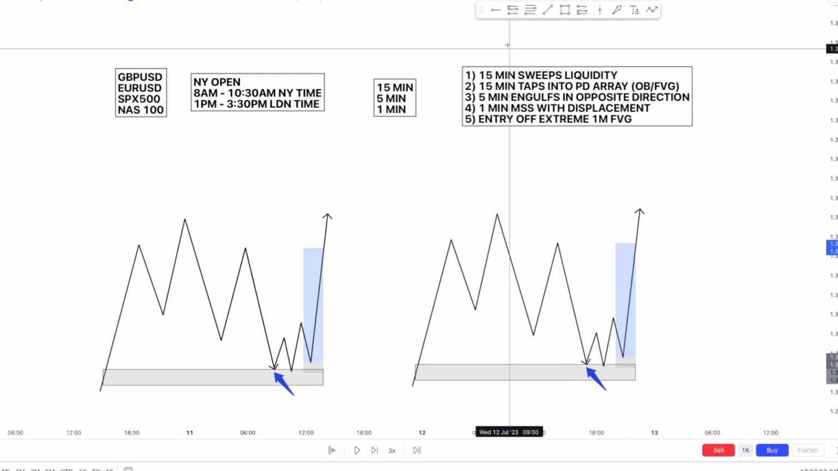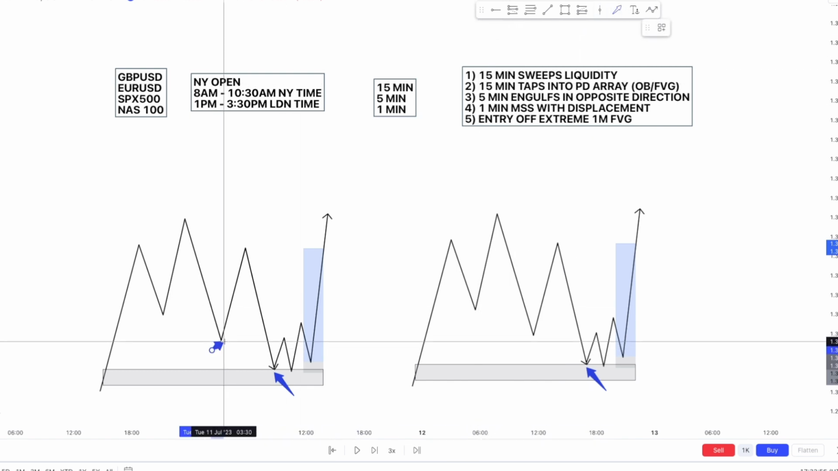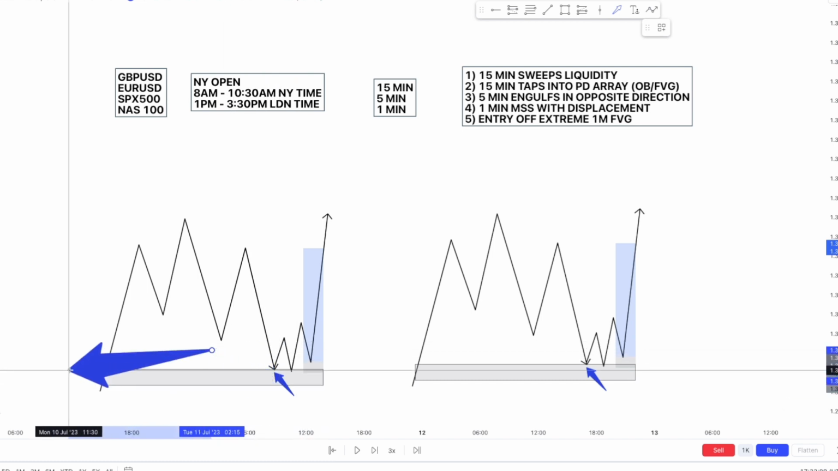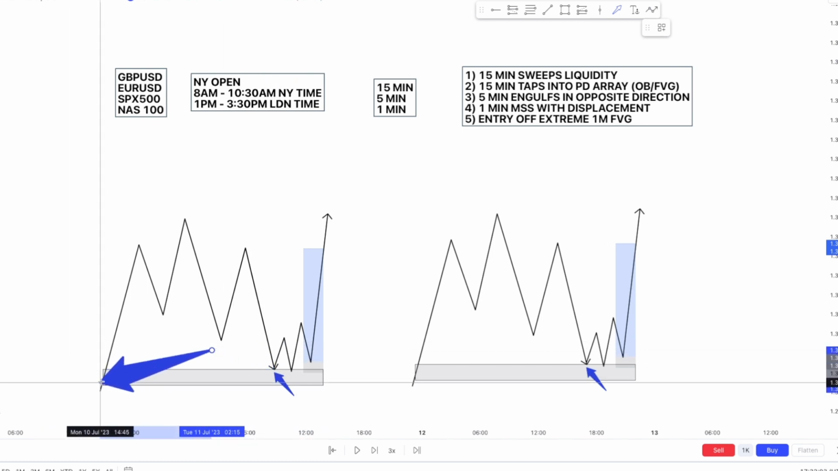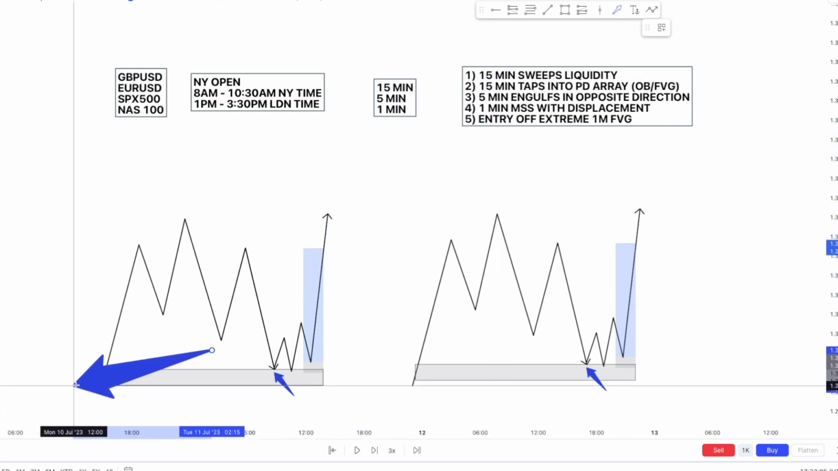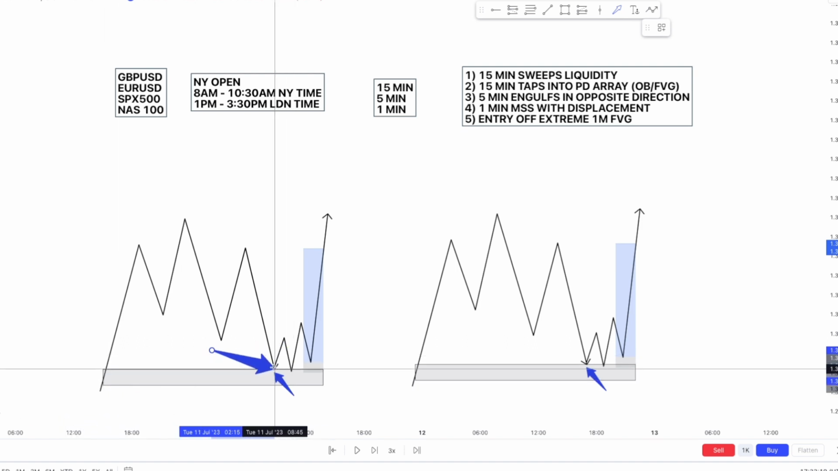So for example, as you can see right over here, on the 15-minute time frame we ended up taking out this liquidity. As soon as we took out that liquidity, we tapped into this PD array, which is the high time frame order block, the 15-minute order block. So we took out the 15-minute liquidity, and got the 15-minute order block or imbalance tap.